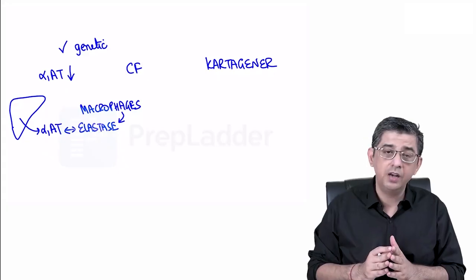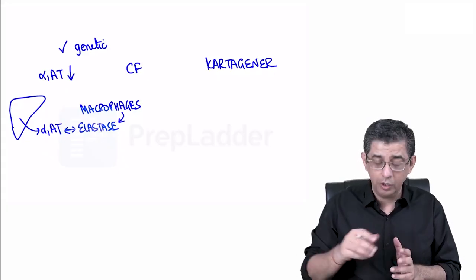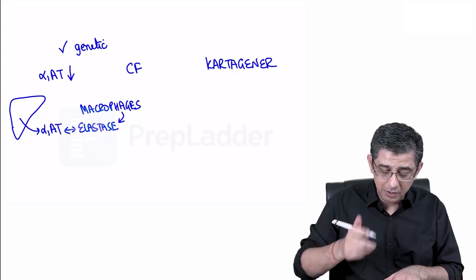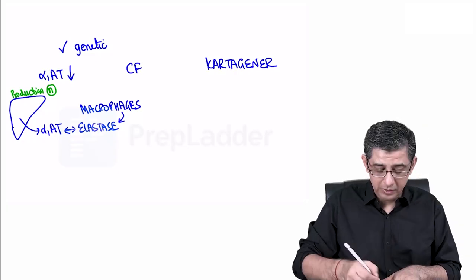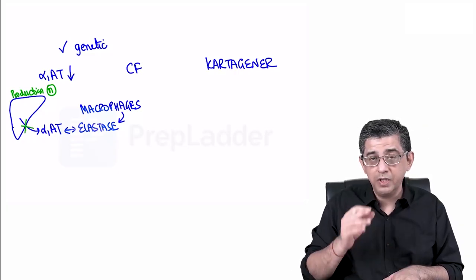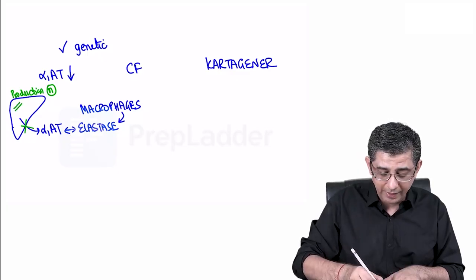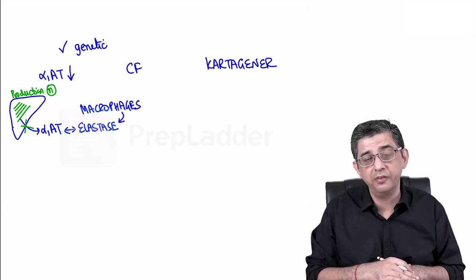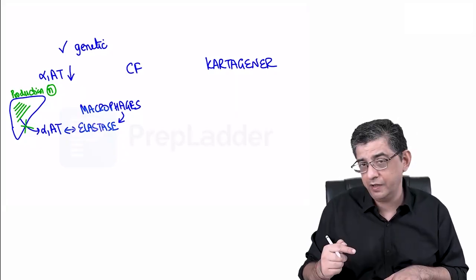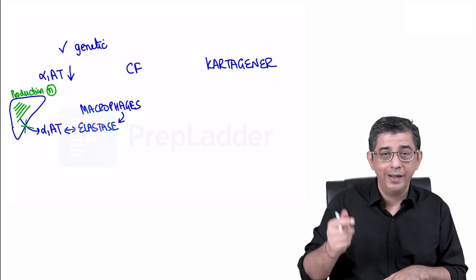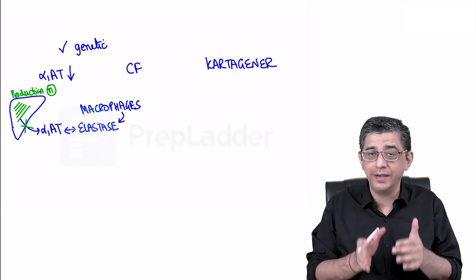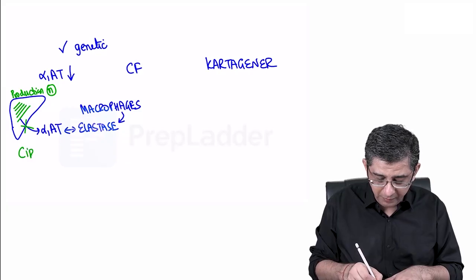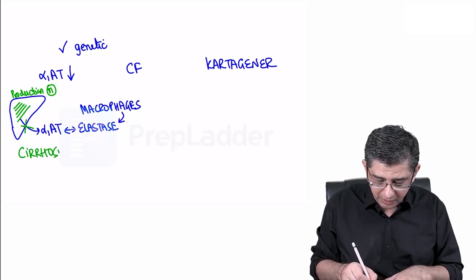Now, what happens in alpha-1 antitrypsin deficiency is not that it is not produced. Please remember, in alpha-1 antitrypsin deficiency, the production of the product is perfectly normal. It is the release which is defective, which means it is going to accumulate inside the hepatocytes. This will explain the first manifestation that occurs in these patients, which is cirrhosis.